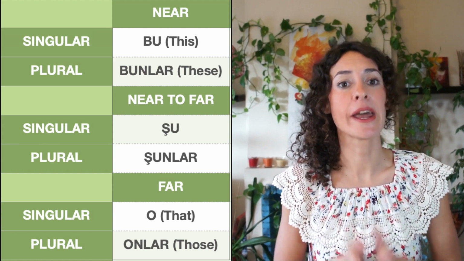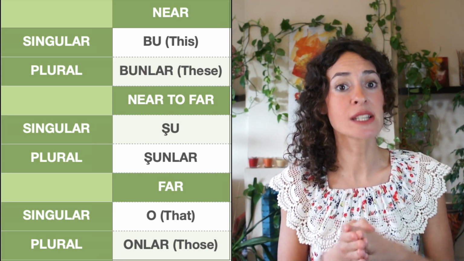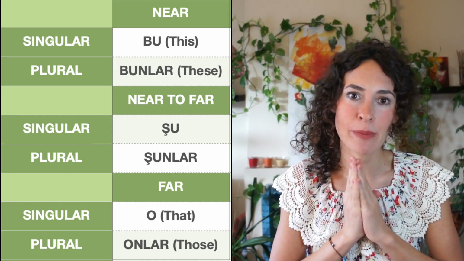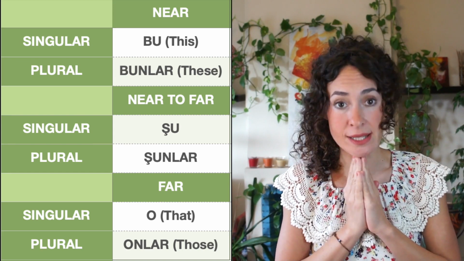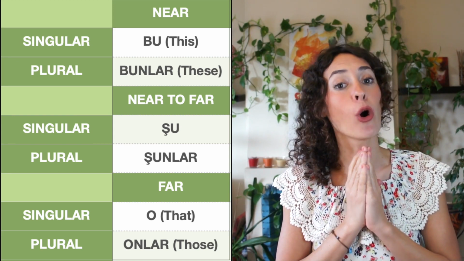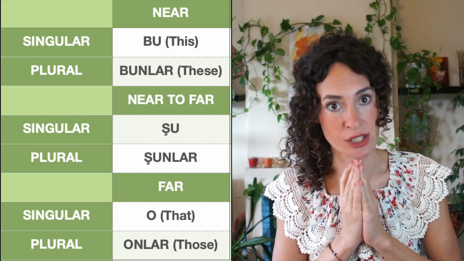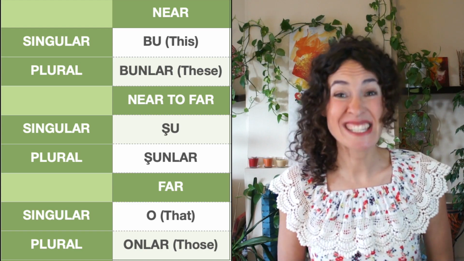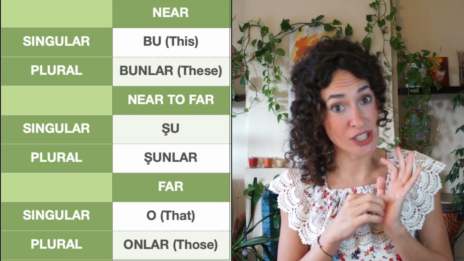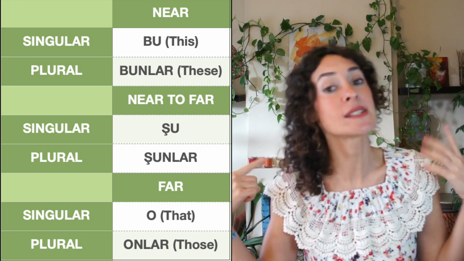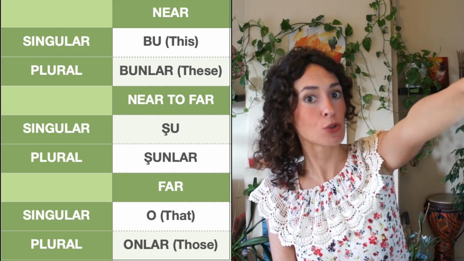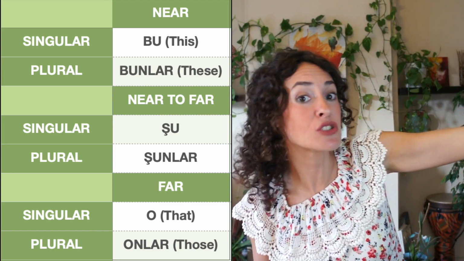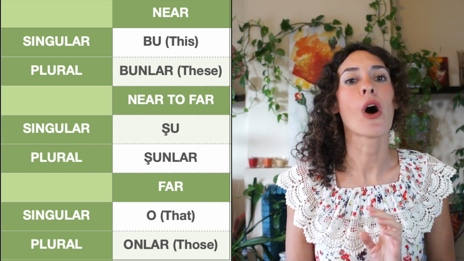So, how do we decide how far or near an object is to be able to pick the right demonstrative? I'm sorry to report that, but it's not an exact science. But I can say this. If the object is close to you, as you can touch it, you should use bu, like pointing physically. If the object is not that close as you can touch it, but almost touch it, when it's within the arm's reach, like this, you should use şu. If the object is far away in a place you cannot reach physically at all, you should use o.